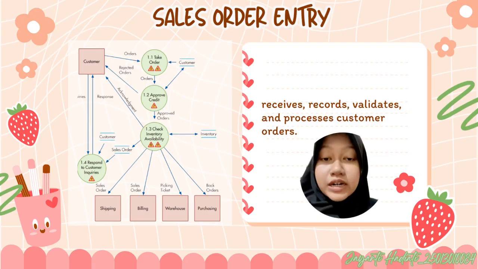The first department is shipping, to deliver the goods. The second department is billing, to prepare the invoice. The third department is the warehouse, to pick and prepare the items that were ordered. And the fourth is purchasing, the department that handles it if additional inventory is needed for the orders.